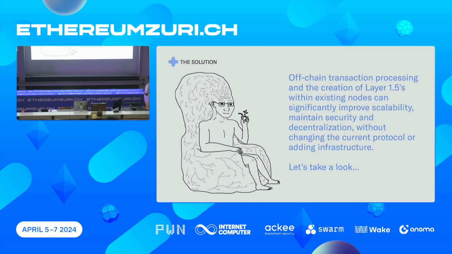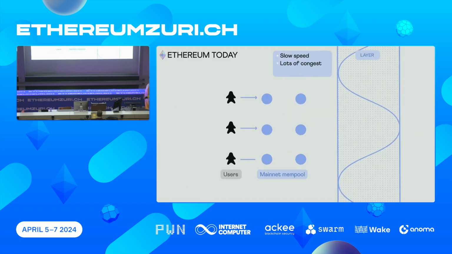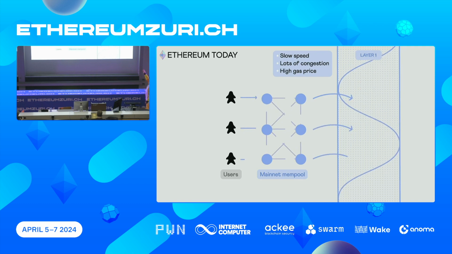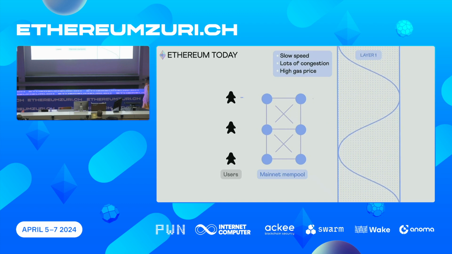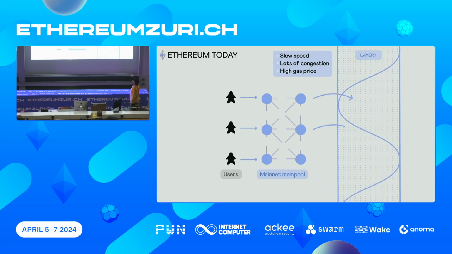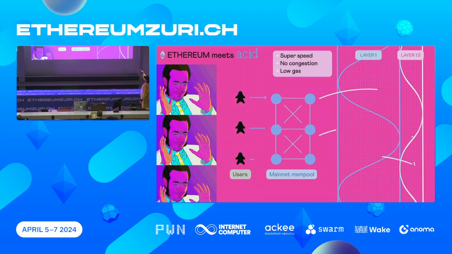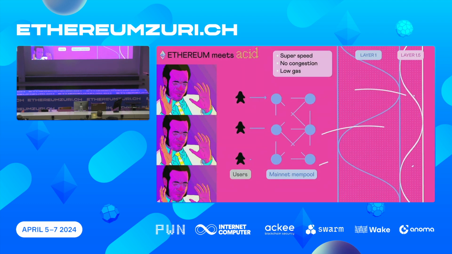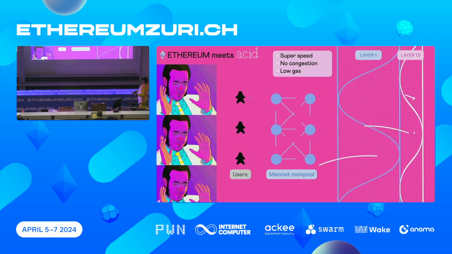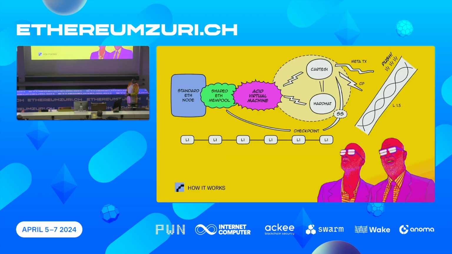It's like building highways or roads for your city every time, and not using the main road that is already there. Now what happens is we have slow speed, lots of congestion, high gas, and we have layer 1, the users, and the mainnet mempool. What we proposed here, and made a proof of concept, was: what happens if we have a layer 1.5 that shares the mainnet mempool with Ethereum L1, just with different gas specifications, and the trade-off will happen anyway?